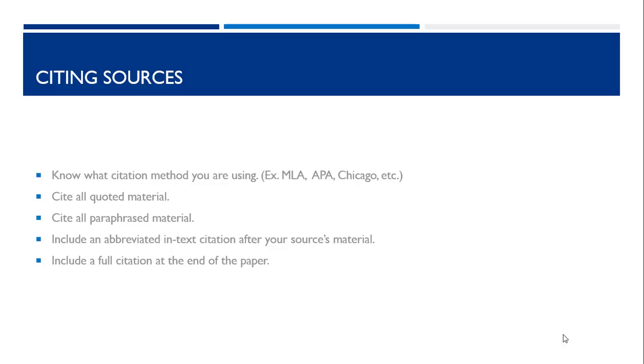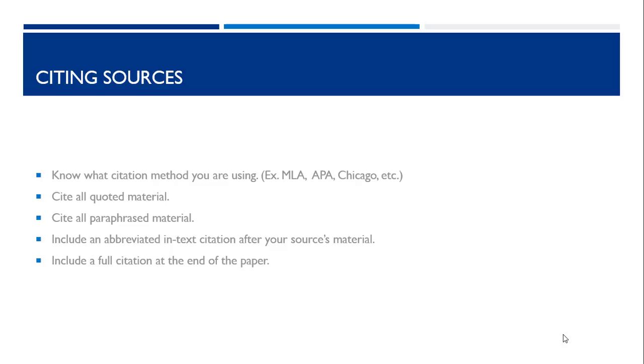Cite all quoted material, but also cite all paraphrased material. Most students know to cite quoted material, but often they don't cite paraphrased material. If you got your information from another source, even if you don't quote that source exactly, you still need to provide that citation. So make sure that you do that.